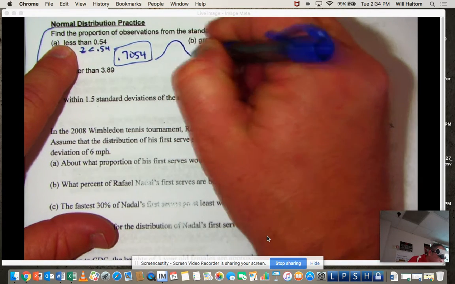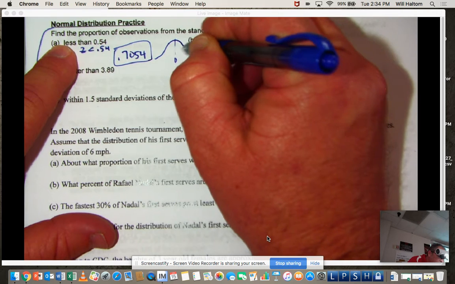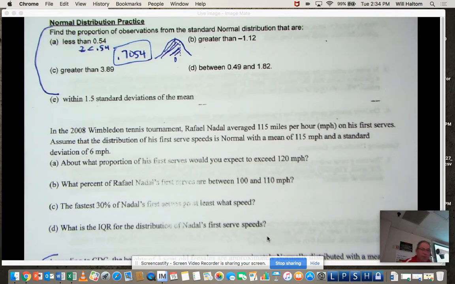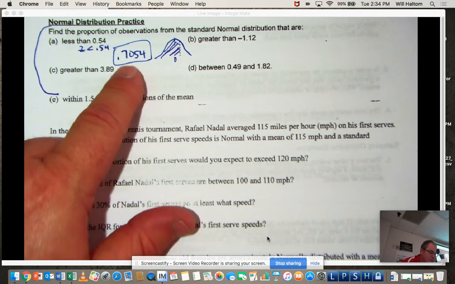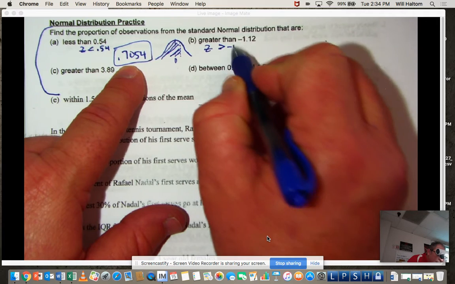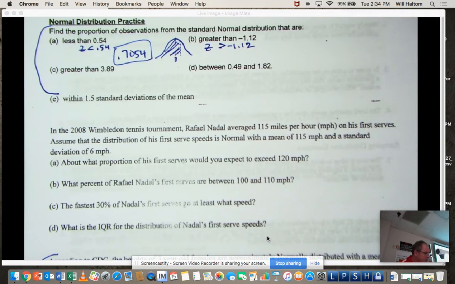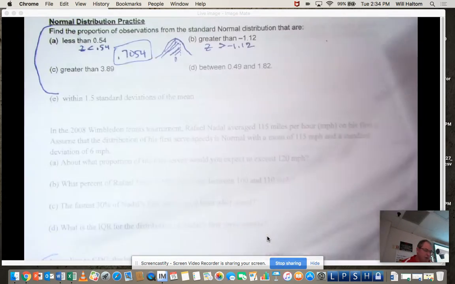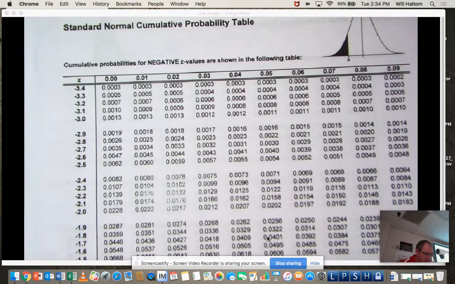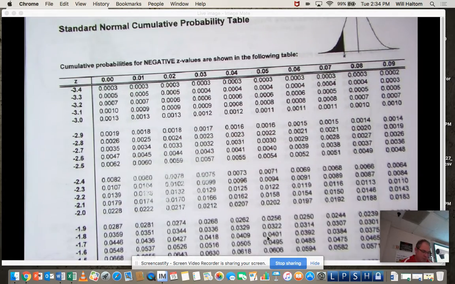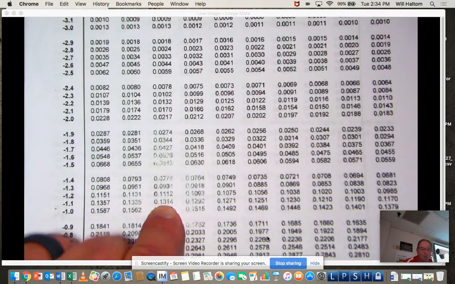Now, if I sketch that graph, here's 0, here's 0.54 right about here. So that's about 70% of my graph. Now, when the question is probability that z is greater than negative 1.12, I'm still going to use the same process of going onto my normal distribution table. I'm still going to look up the z-score, negative 1.12. And I'm going to get 0.1314 right here from the table.